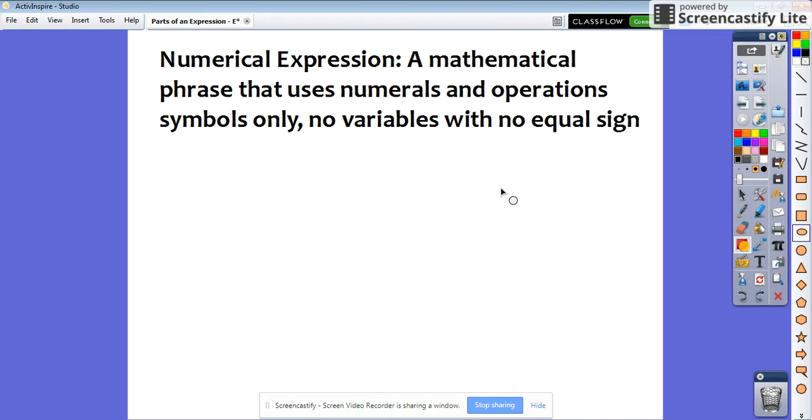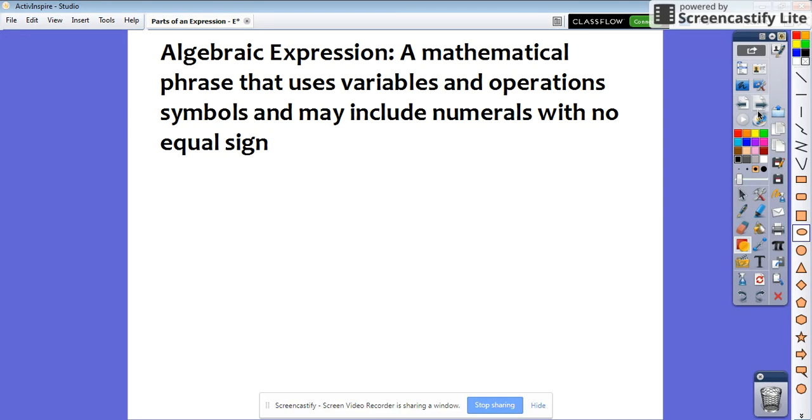Here we go. Numerical expression is another definition I want you to fill in. A mathematical phrase that uses numbers, operations, symbols only, no variables, with no equal sign. So we know it's an expression, no equal sign. Got it. But what makes it numerical? It's with numbers. Numerical means numbers. So there's no variables in this. So there's no letters. So it's just numbers. So 6 plus 4 is a numerical expression because it does not have a variable. So go ahead and fill that in on your definition sheet.